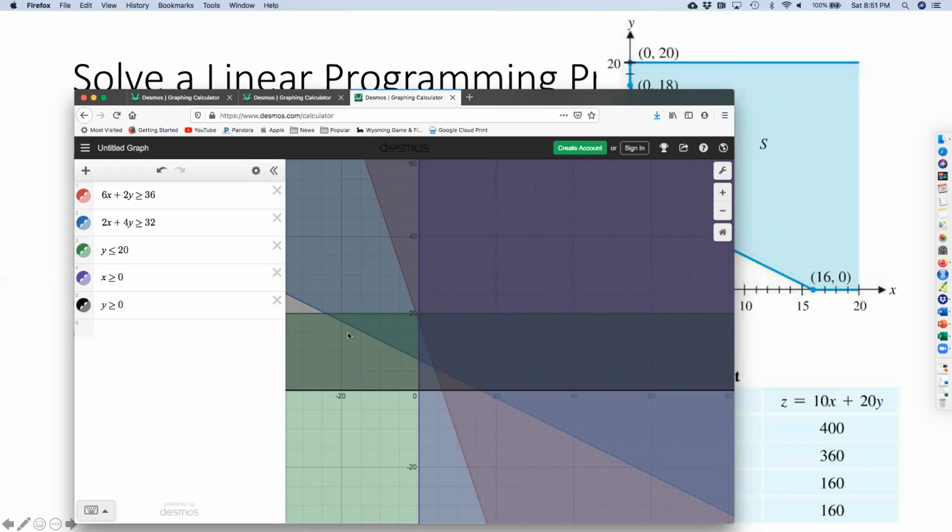There is no bound in x, but there is an upper limit for y. Y must be less than or equal to 20. So in this case, this is an unbounded region, which means there is no maximum value, but there is a minimum value. So we need to test the corner points, which would be that point, that point, that point, and that point. So let's go back to our graph and see.